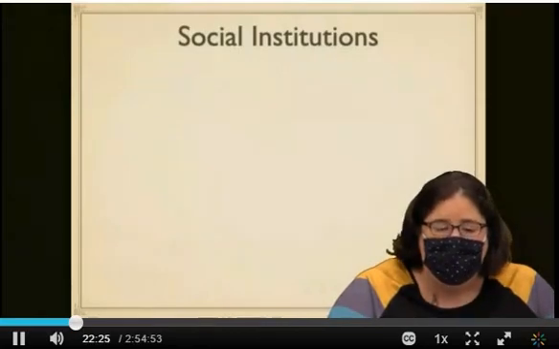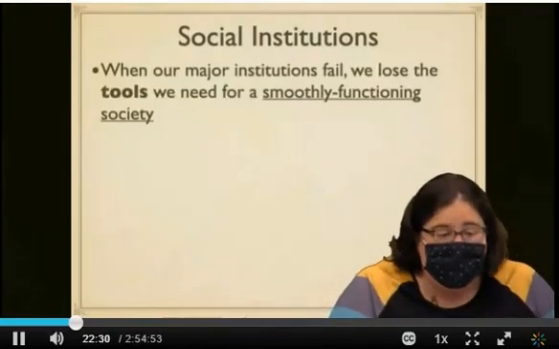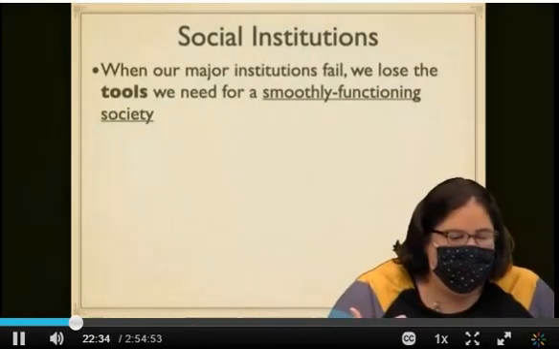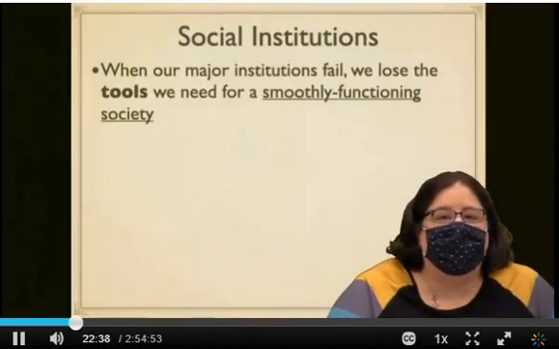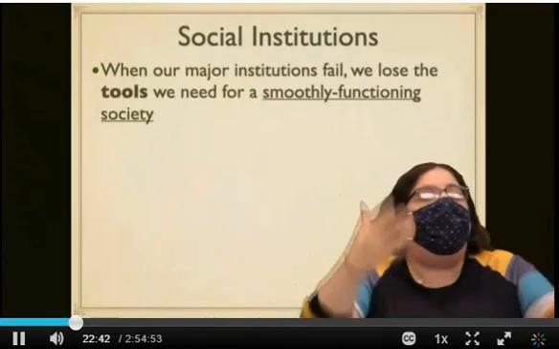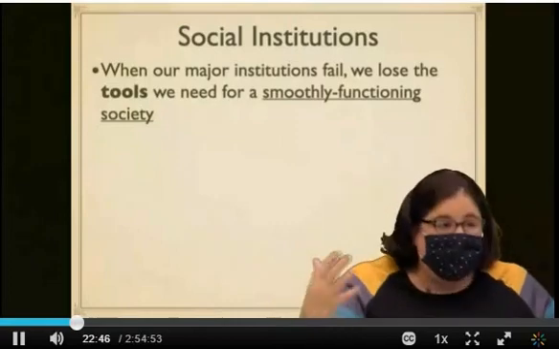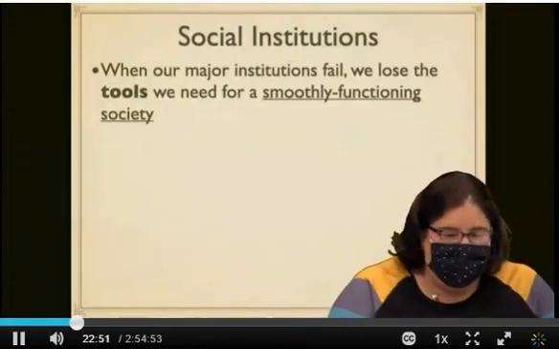So why do institutions fail? Well, when they fail, the why comes next, sorry, but when our major institutions fail, we lose the tools we need for a smoothly functioning society. The whole purpose of a social institution is to meet our needs. If the institution goes away, our needs aren't being met. Society is not functioning.